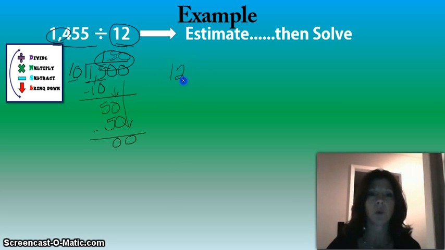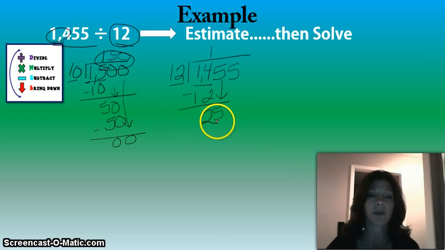So now let's divide 12 into 1,455. Same steps. 12 can't divide into 1, so nothing is going to go above the line on the 1. It can divide into 14. 12 can divide into 14 one time. So you place the 1 above the dividing line. Your next step is to multiply. 12 times 1 is 12. We'll now subtract that from 14. 14 minus 12 is 2. 1 minus 1 is nothing. We don't need to write anything over there. So we've got 2. We'll bring down our 5.